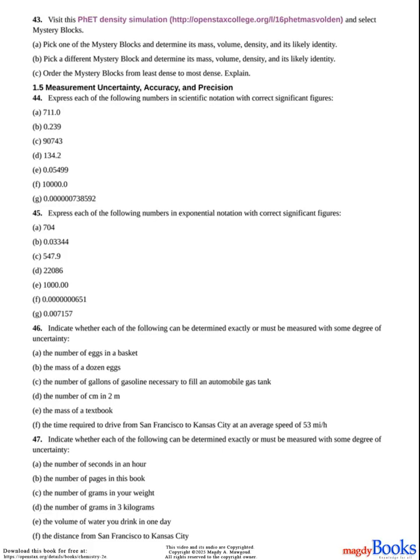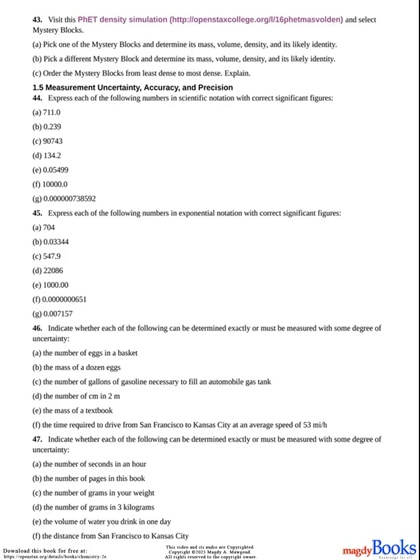46. Indicate whether each of the following can be determined exactly or must be measured with some degree of uncertainty. A. The number of eggs in a basket. B. The mass of a dozen eggs. C. The number of gallons of gasoline necessary to fill an automobile gas tank. D. The number of centimeters in 2 meters. E. The mass of a textbook. F. The time required to drive from San Francisco to Kansas City at an average speed of 53 miles per hour.